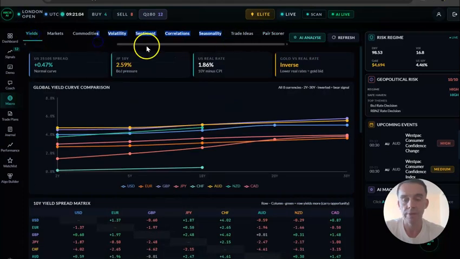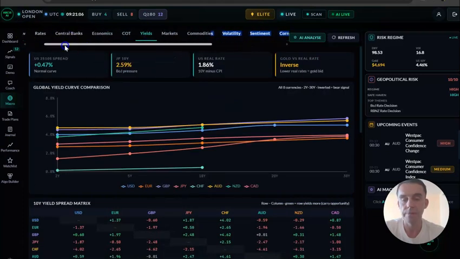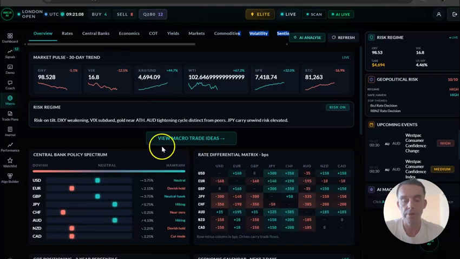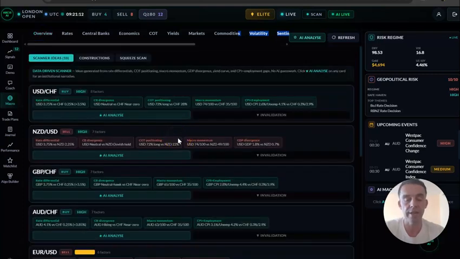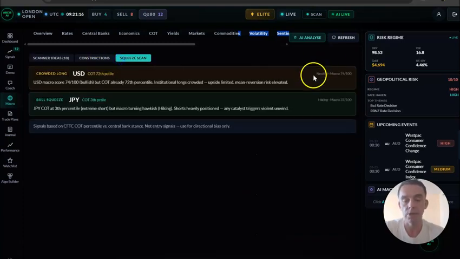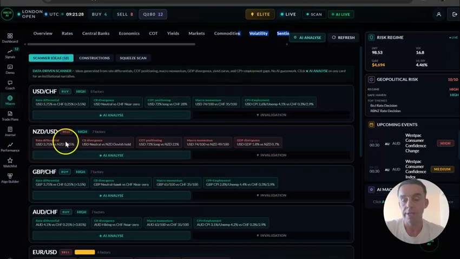So if we go back to the start of that overview, if you don't understand the macro, you can literally just select that and it will show you the macro trades. You also have the short squeeze. So bear squeeze on the JPY and crowded long on the USD. So it's just reading all the information and telling you where the market is.